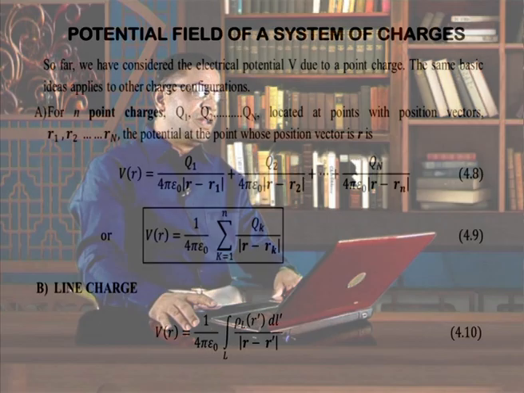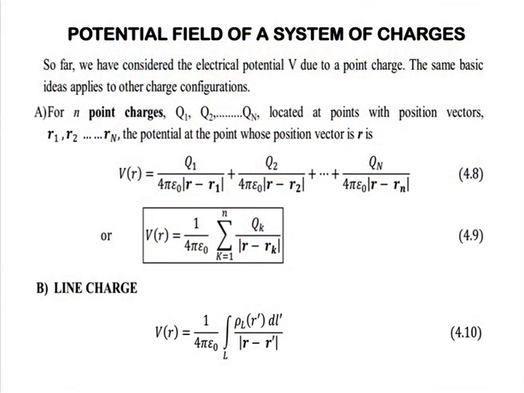Potential field of a system of charges. So far, we have considered the potential due to a point charge. The same basic principles or ideas are applicable to various other charge configurations. We take them one by one. First, for n point charges q1, q2, q3 up to qn located at points with position vectors r1, r2 up to rn, the potential at the point whose position vector is r is given by equation 4.8, which can be reduced into a summation given by equation 4.9.